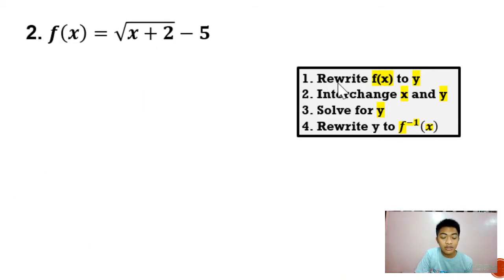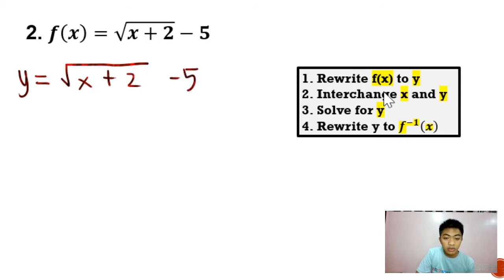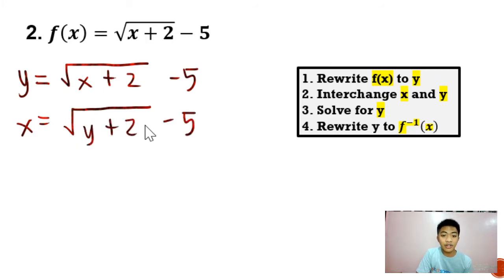Okay. So same din lang ang steps. I-rewrite natin si f of x to y. We're going to copy the function. We're going to interchange x and y. So ito yung sinasabi ko na parang pagpapalitin natin yung domain and range. Lahat ng x palitan ng y. And then after interchanging, we solve for y.